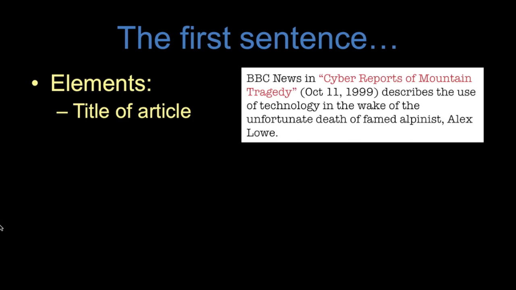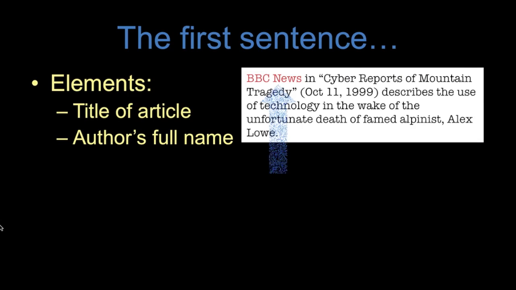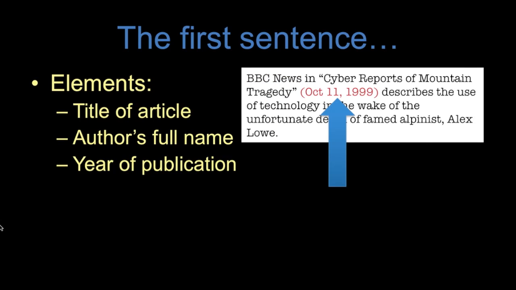You will need to include the title of the article, as well as the author's full name, which sometimes is not available. So as in this case, we use the next best thing. In addition, you will need to include the year that it was written, and sometimes this is just the year and not the full date.